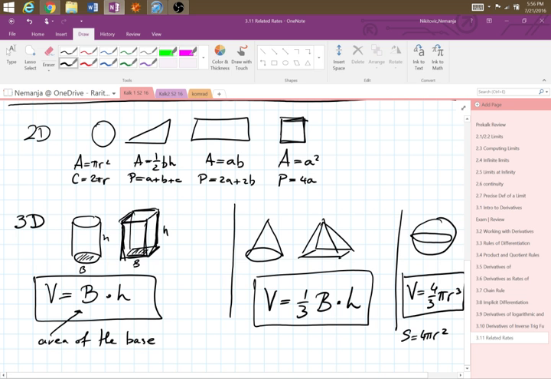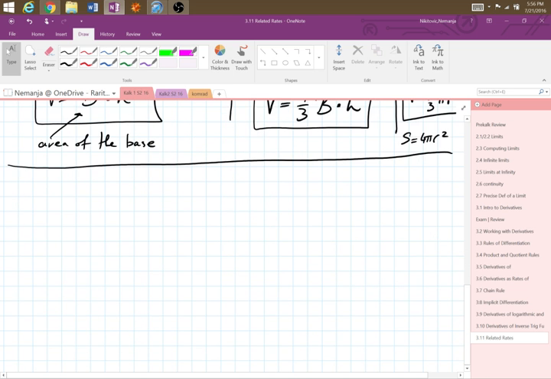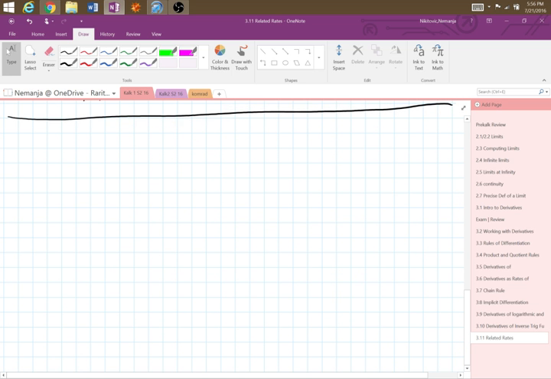The tricky one is the cone, which uses the arc length. But other than that, the rest should be easy. We are mainly concentrating on volume. There will be some surface area problems, but not that many.